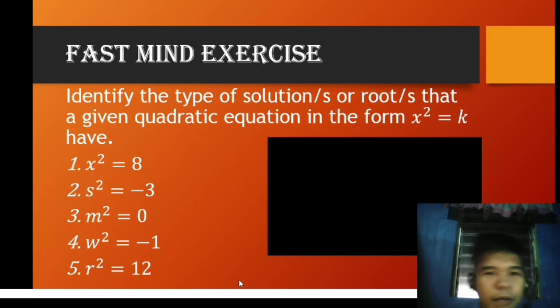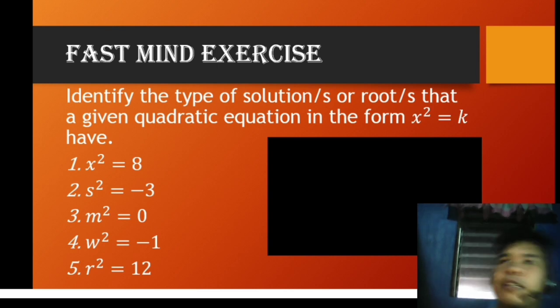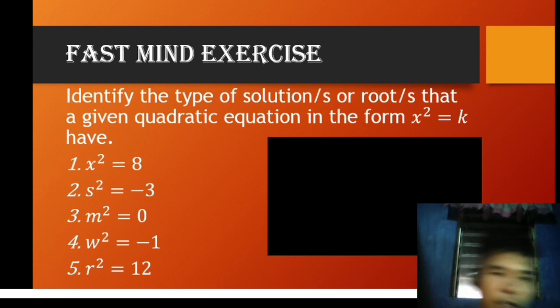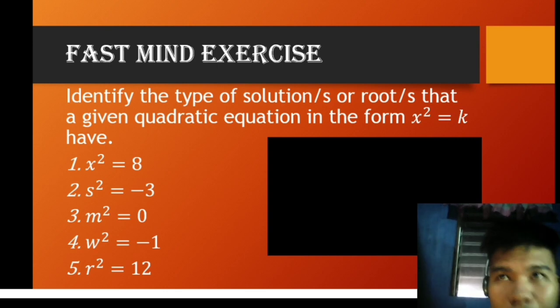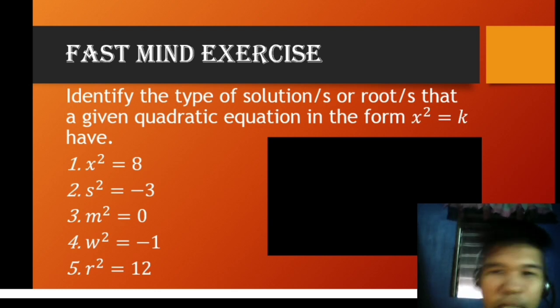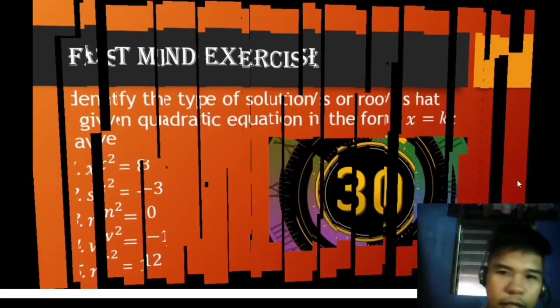Okay, time is up. So let us now check your work. Again, if k is greater than 0, you write two real solutions. If k is equal to 0, you write one real solution or root. And if k is less than 0, you write no real solution or roots. So these are the answers.